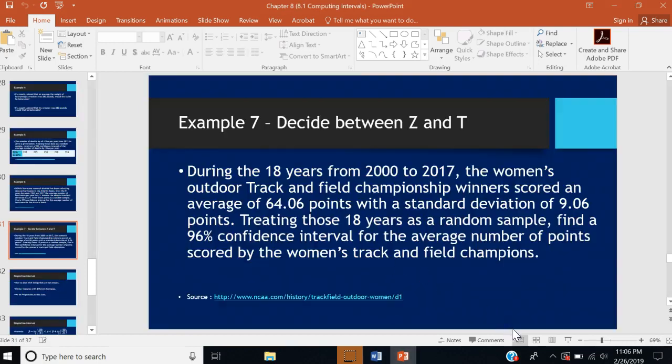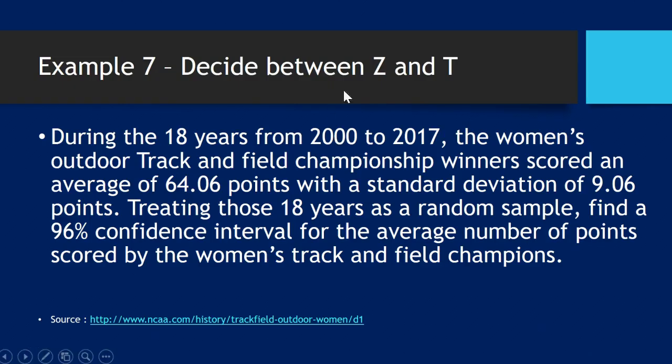So hopefully that makes sense. Again, the determination between Z and T is, do we have a sample standard deviation or do we have a population standard deviation? A population standard deviation, we'd use Z. A sample standard deviation, we use T. Now, both of those are for finding averages. So confidence intervals about averages, I should say.